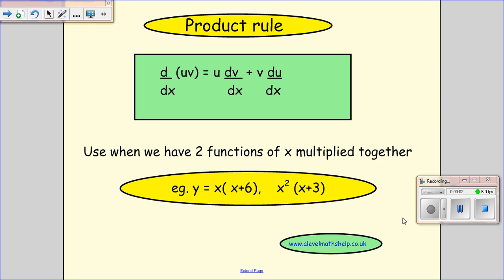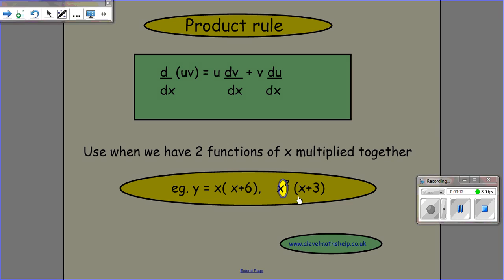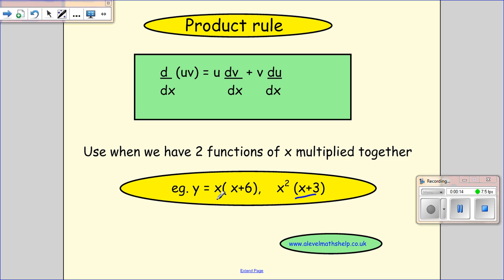Hello, so in this video we're going to be looking at the product rule. Now we use the product rule when we have two functions of x multiplied together. So if you see, this is a function of x and we're going to multiply it by x plus 3 and x times x plus 6.